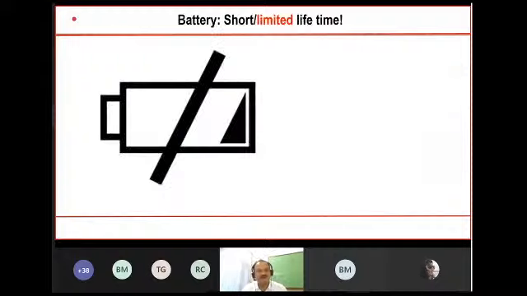So you see, we are very much familiar with this symbol, right? Whenever we come out of the home, we always check our battery, whether it is 100% or not. Without a mobile phone or smartphone, we can't even think of our civilization anymore.